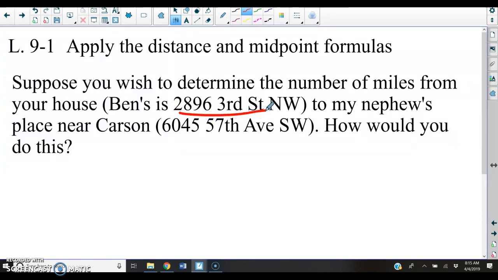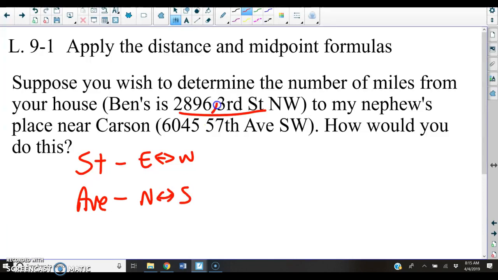1892 3rd Street Northwest. Okay, streets run east and west, and avenues run north and south. Okay, so when we have this 2896, that's at like 29th Avenue and then the 3rd Street.